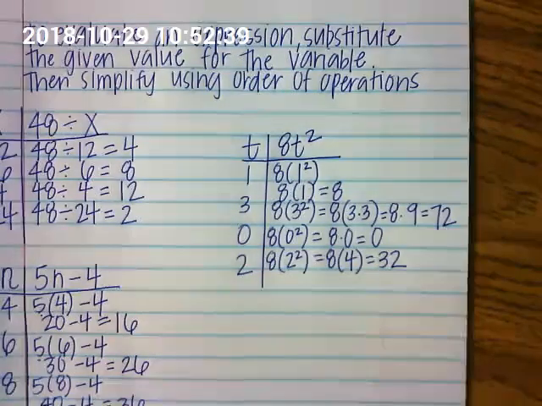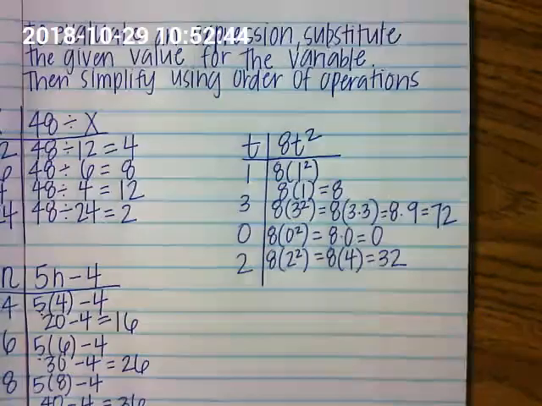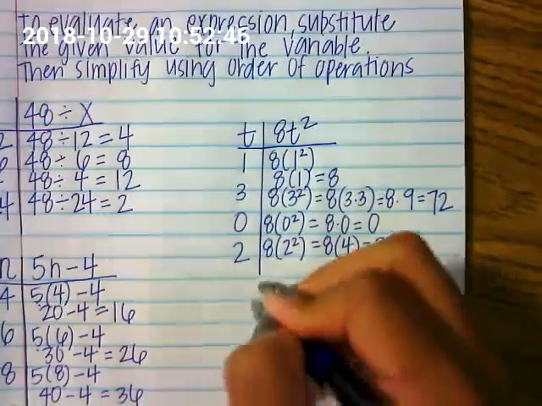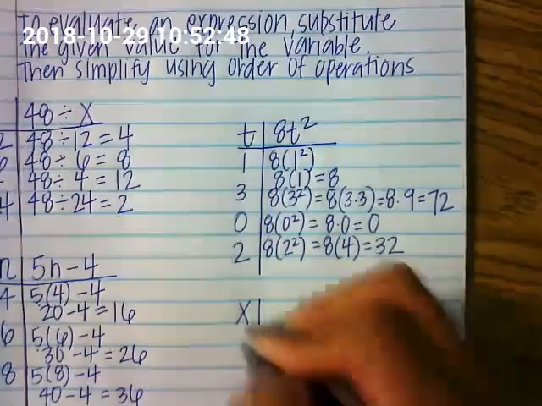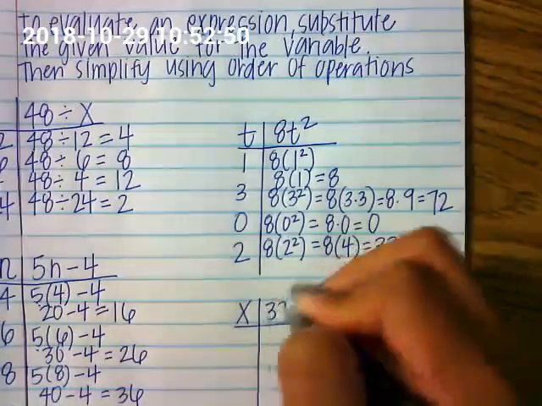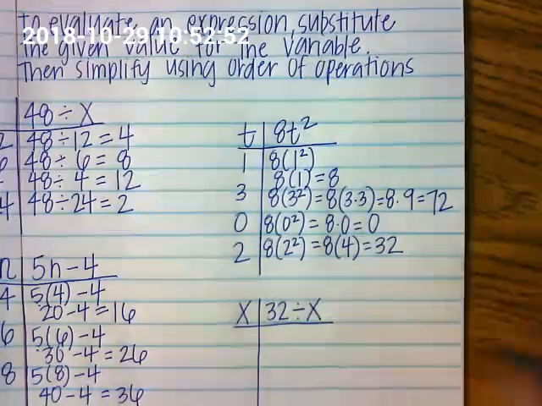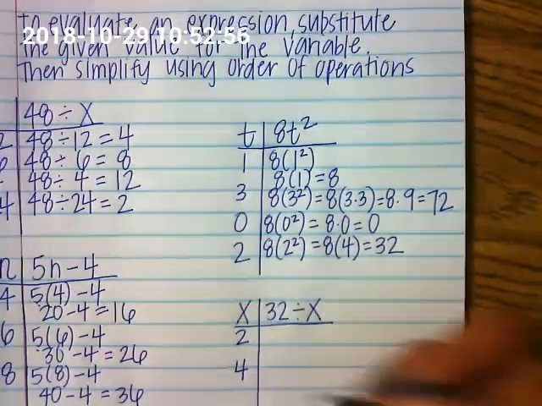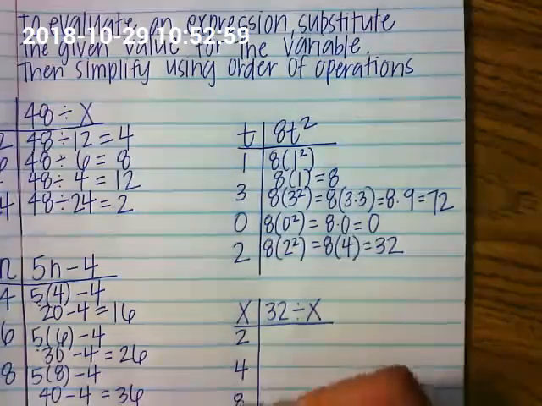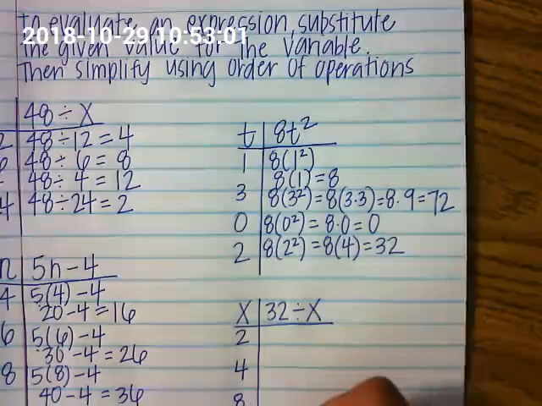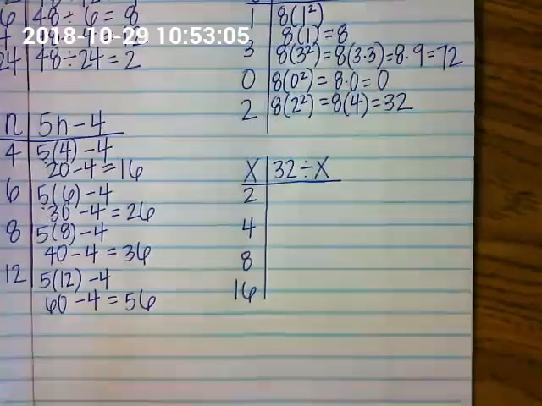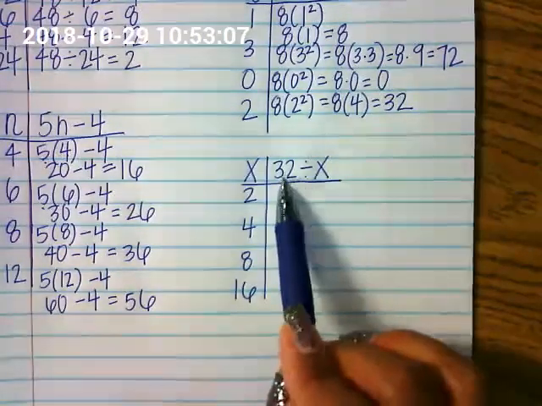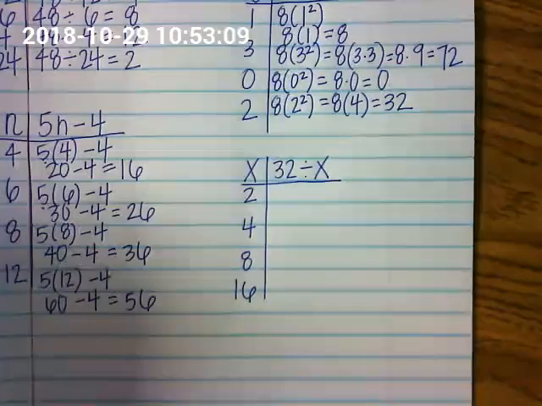All right, this next one I want you to try on your own. So we have x and 32 divided by x. x is 2, 4, 8, and 16. So you go ahead and try this one. The expression is 32 divided by x.